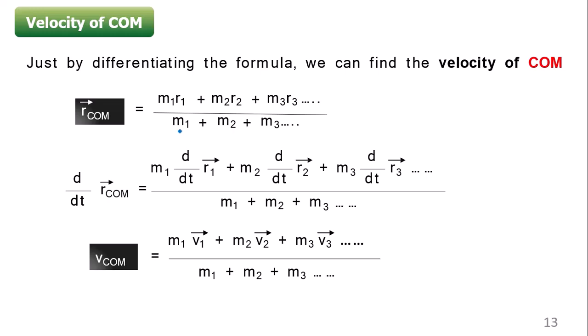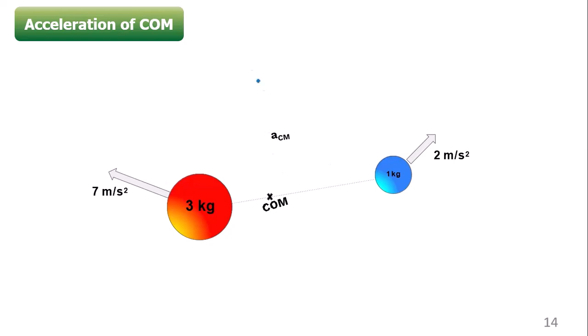Same logic goes for the acceleration also. Similarly, for the acceleration of the center of mass, if a1 is the acceleration of the 3 kg and a2 is the acceleration of the 2 kg, then a center of mass can be written as m1 into a1 vector plus m2 into a2 vector plus so on, divided by m1 plus m2 plus m3.